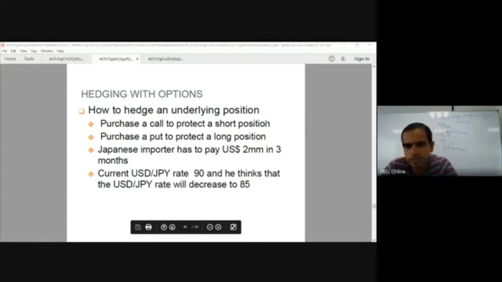Let's try this example. A Japanese importer has to pay $2 million in 3 months. The current yen rate is 90 and he thinks that the dollar yen rate will drop to 85. So what are your thoughts on this?